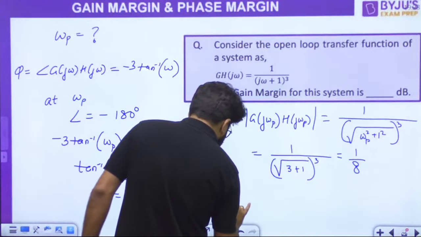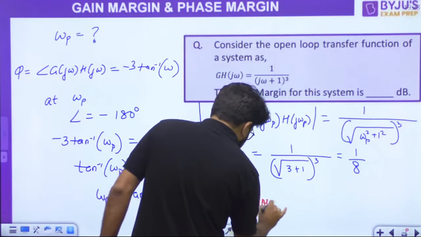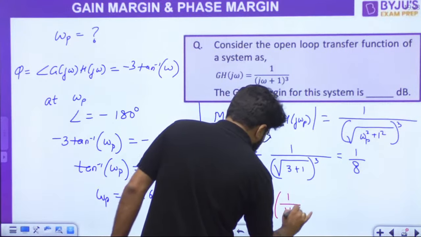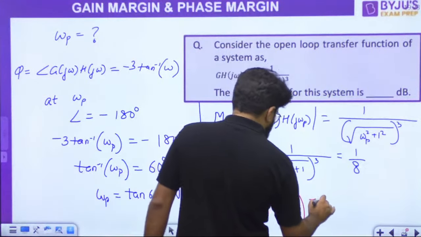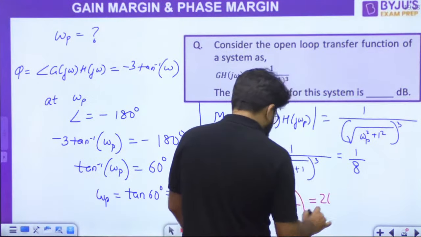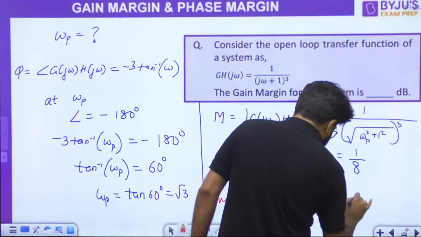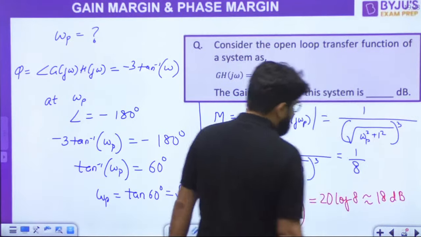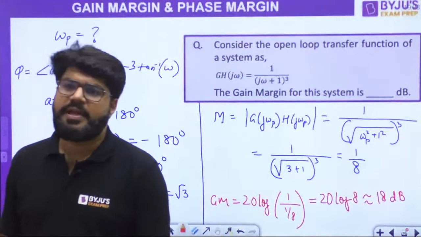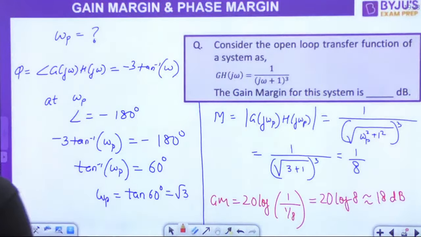Final answer: 20 log 1 upon the magnitude at omega p, and the magnitude at omega p is 1 upon 8. So 1 upon 8 becomes 8. So this should be 20 log 8, which will nearly come up as 18 decibel. 20 log 2 is 6 dB, so 20 log 8 will be nearly 18 dB, right? 18 dB.